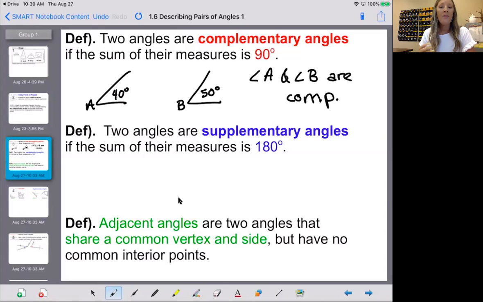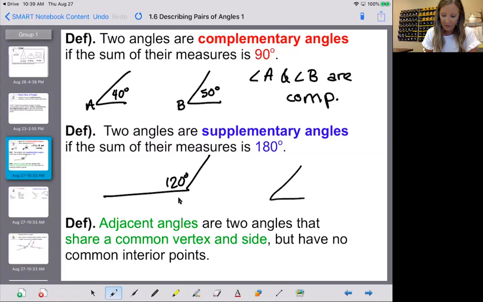Okay, and then for supplementary, it is very similar, but in this case, they have to add up to be 180. And so similarly, let's say this one is 120, and let's say this one is 60. So if you were to add these angles together, angle D plus angle C would also be 180 in this case, which makes them supplementary.